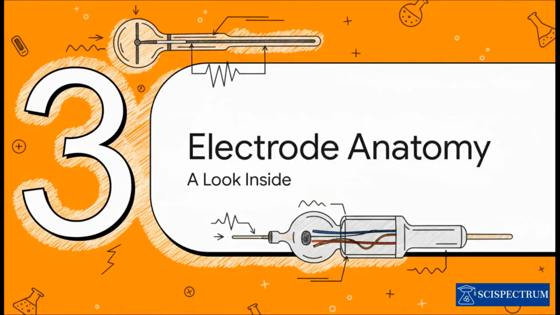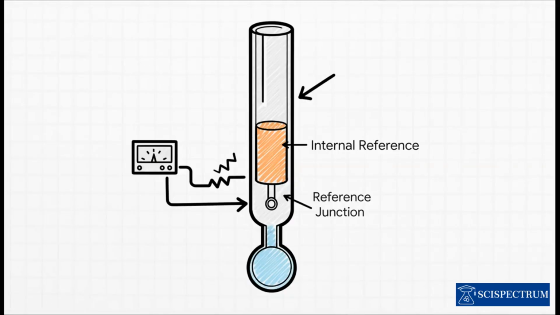But to really understand how it generates that voltage, we need to look inside. So let's break down the anatomy of this really clever device. What you're really looking at is two electrodes cleverly packed into one. You've got a sensing part that actually detects the pH, and then you have a reference part that provides the stable, unchanging point of comparison. The meter just measures the voltage difference between those two parts, and voila, that's how it determines the pH.